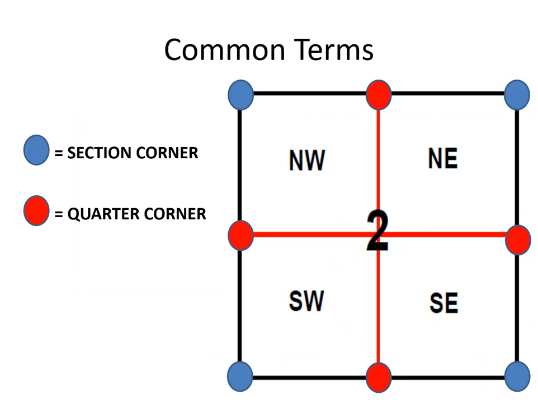Common terms that we throw around related to corners: corners are the intersections of these lines. Monuments represent the locations of the corners, but we throw around terms like section corners and quarter corners. In a general, usual section, section corners exist at the outside corners of the section. Quarter corners exist halfway between those section corners. From a section corner to a section corner is generally 1 mile, 5,280 feet. From a section corner to a quarter corner, it's 1/2 mile. From this quarter corner to the next section corner, 1/2 mile. That's how it works.